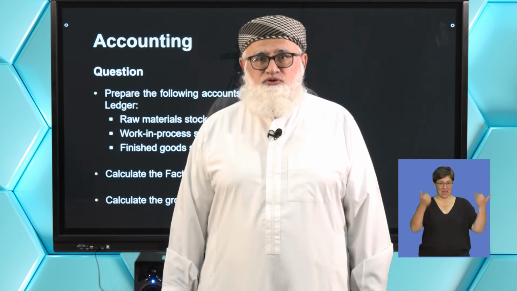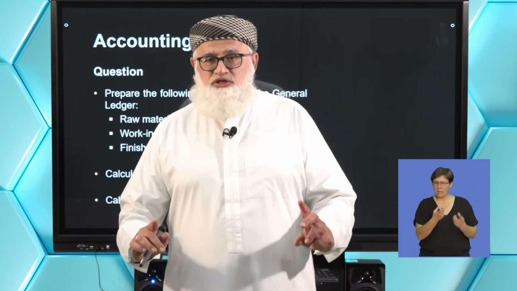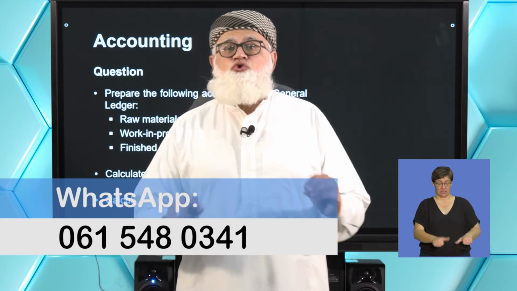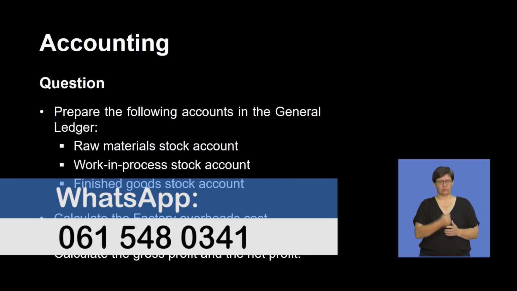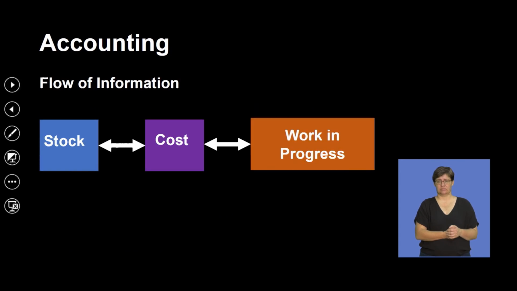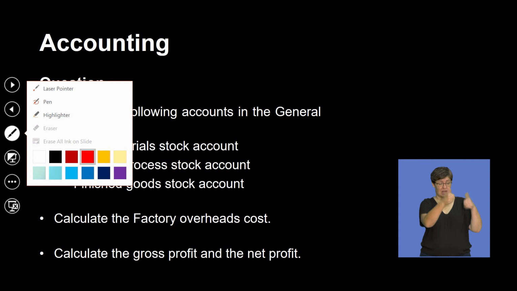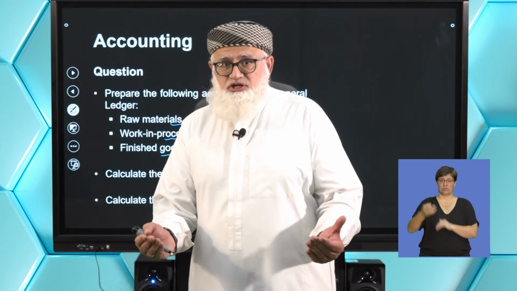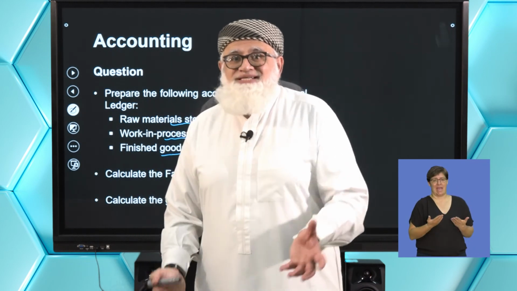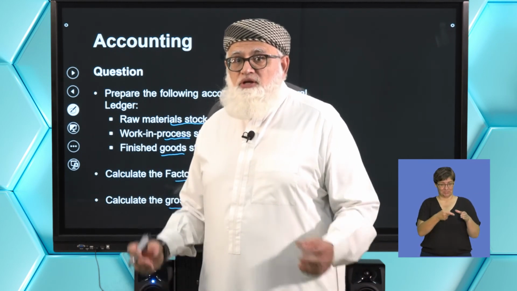Welcome back, accounting boffins. Remember, we're busy with cost accounting, and we said we're going to do the actual ledger accounts now. Right, so here goes. Remember we said it's the raw material stock. It's our raw material stock account that we're dealing with, right? We're dealing with the work in process, finished goods, factory overheads, gross profit and net profit. Just a revision so that you know exactly what is expected of you in this particular question.